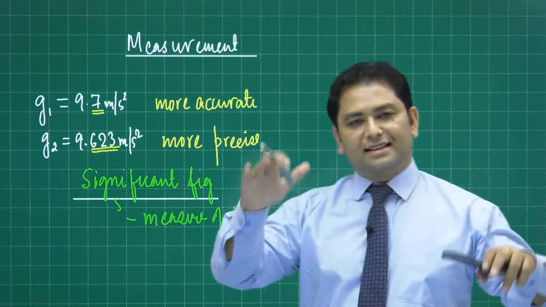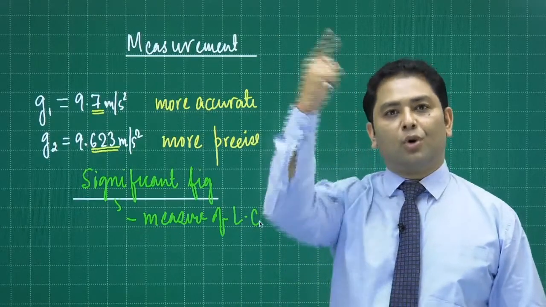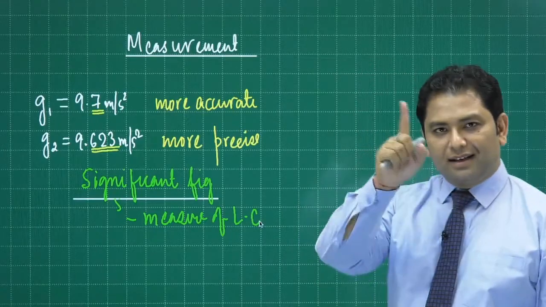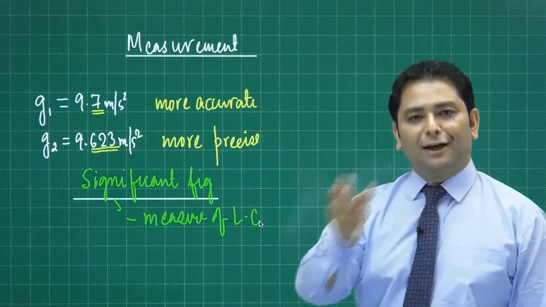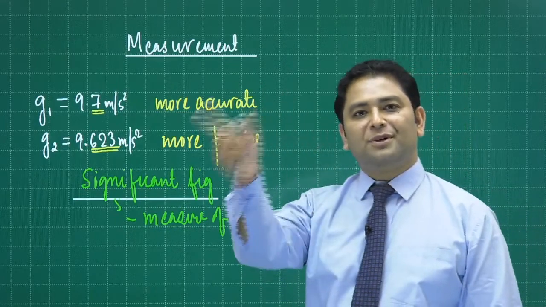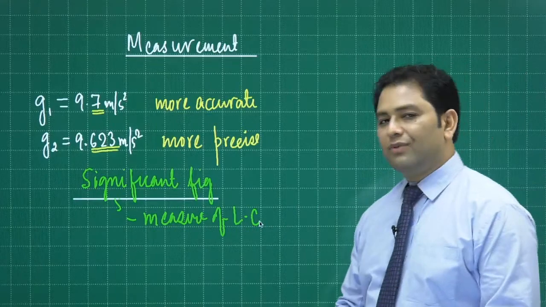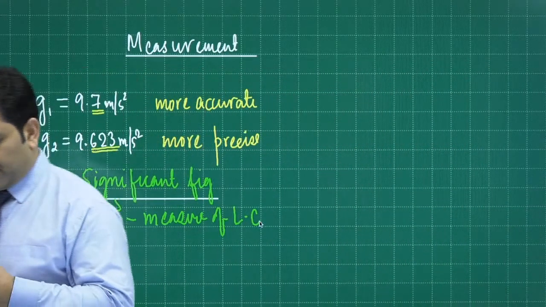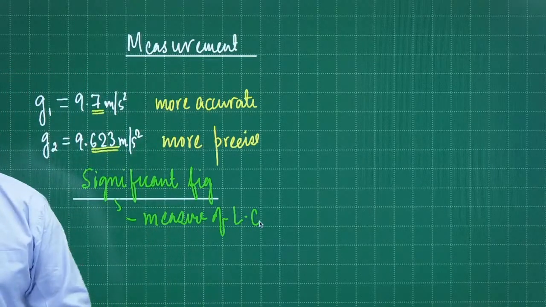Lesser is the least count, more is the precision, and more would be the significant figures. Remember, lesser is the least count, more is the precision. A millimeter reading is more precise than a centimeter reading. So now we'll directly talk about how we measure and how we count the number of significant digits.